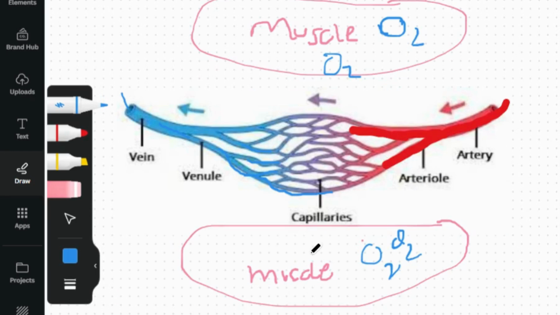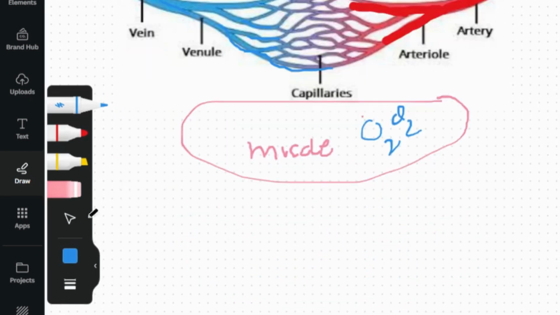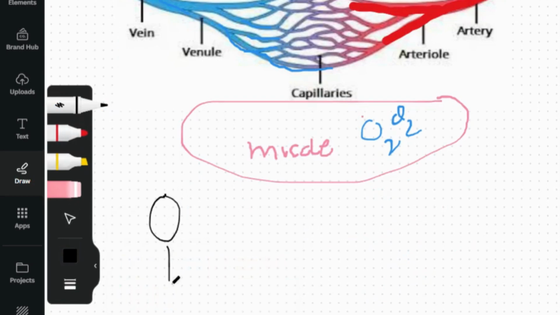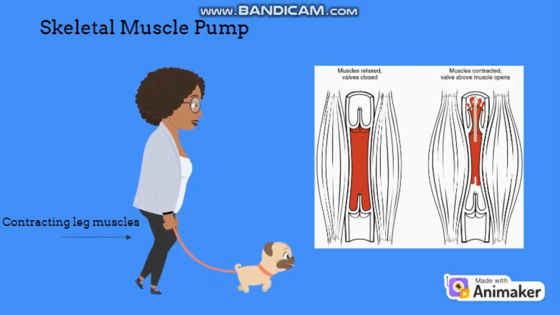But how will your blood make its way back up to your heart if it's coming from the bottom area of your body down here? Because it has to defy gravity. Well, let's talk about it. The first way is called the skeletal muscle pump. This is when your muscles contract.